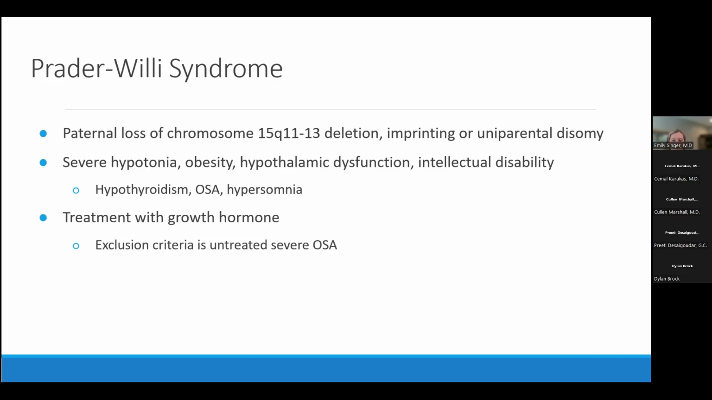And so it's suggested that a sleep study be undertaken prior to initiation of growth hormone, and then again monitoring a few months in. Either that, or that's sometimes not attainable. So at least screening for sleep disordered breathing symptoms needs to be done before starting growth hormone.